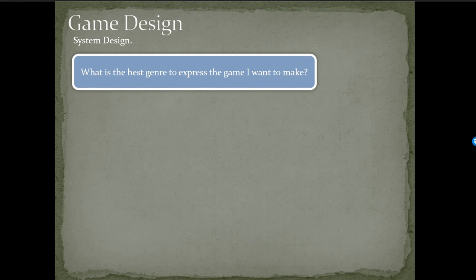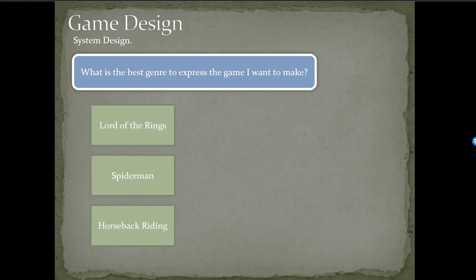What is the best genre to express the game I want to make? So this is a core thing to think about when you're thinking about some type of game that you want to make. Now, let's say that you wanted to make a game development game. What genre would you use to express a game development game? Probably simulation, right? But let's look at better examples.